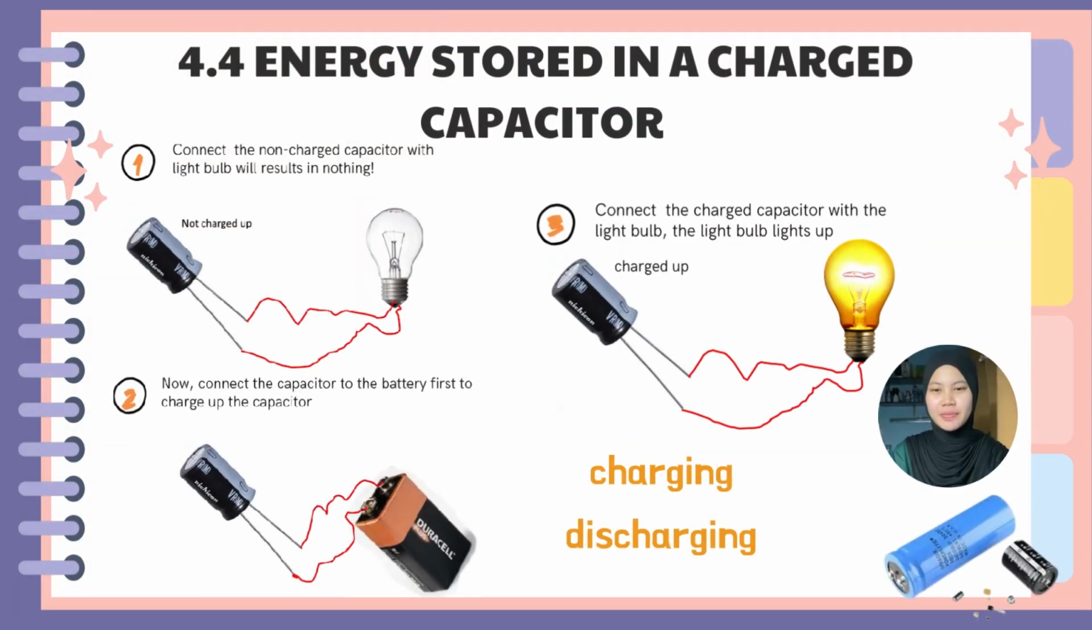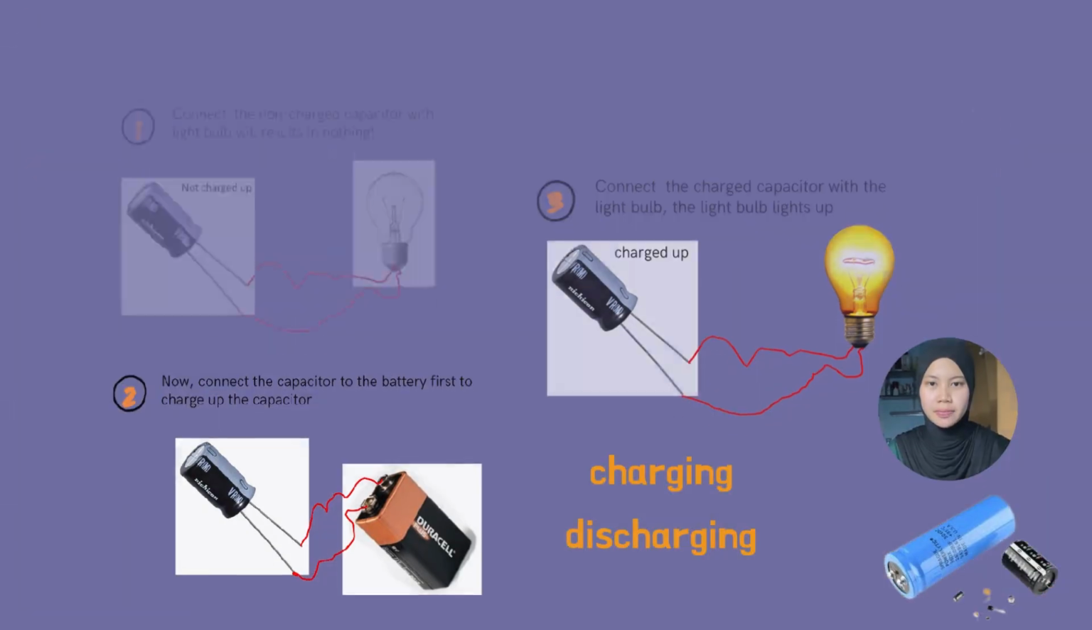Hi, I'm going to explain subtopic 4.4, energy stored in a charged capacitor. First, connecting a non-charged capacitor to a light bulb will result in nothing. Then connect the capacitor to the battery first to charge up the capacitor. And then when you connect the charged capacitor to the light bulb, it lights up. This is because of charging and discharging.